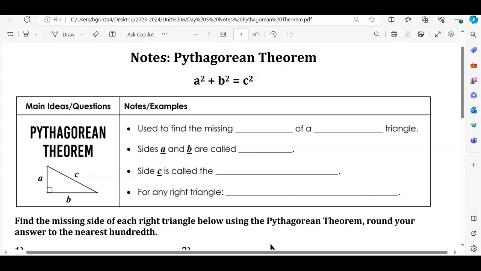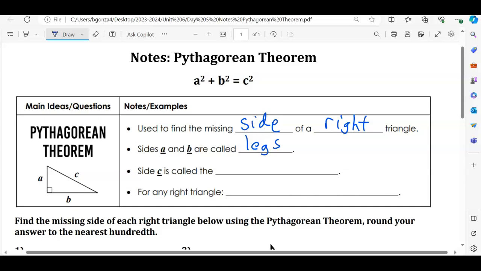All right, please. Now, first things first, Pythagorean theorem, it's used to find a missing side of a right triangle. Please notice it only works for a right triangle. You got to see that 90-degree angle somewhere, somehow. Okay. A and B are called legs. Just like you got 2 legs, a right triangle has 2 legs. Except the 2 legs make 90 degrees.